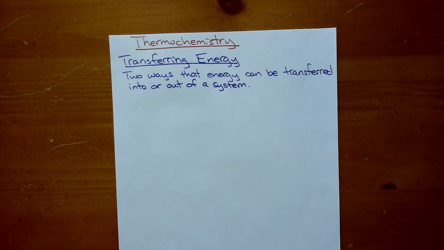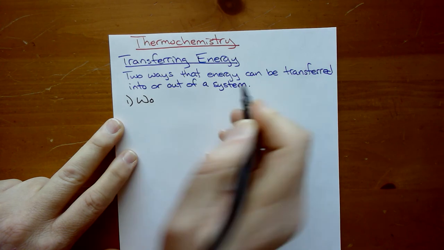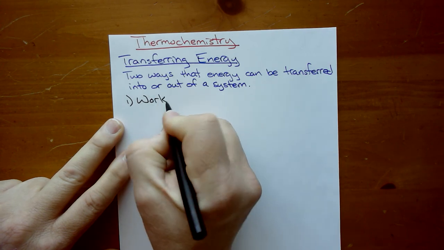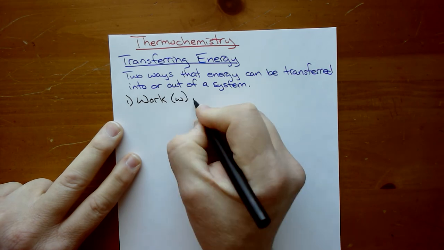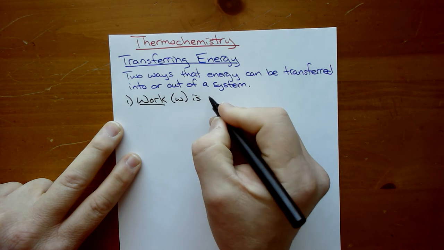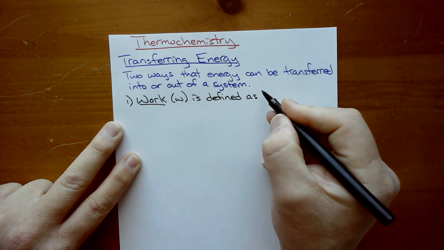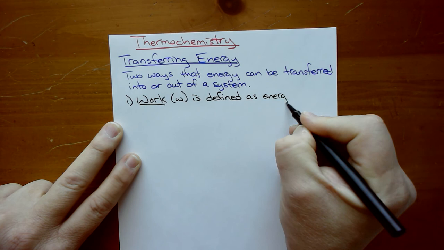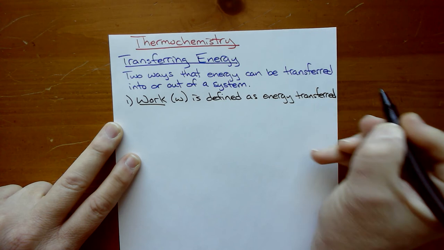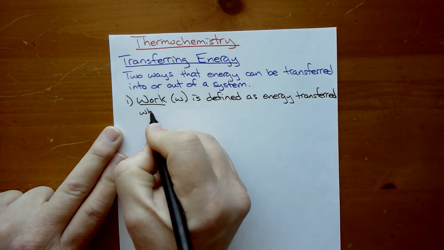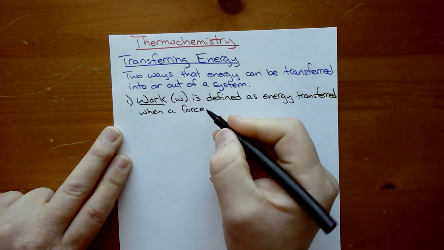There's two definitions of work I'm going to use. Well, one definition, but two equations. So first, let's talk about work. We said that work is one way that energy can be transferred. So work is with a W and is defined as energy transferred when a force moves an object a certain distance.